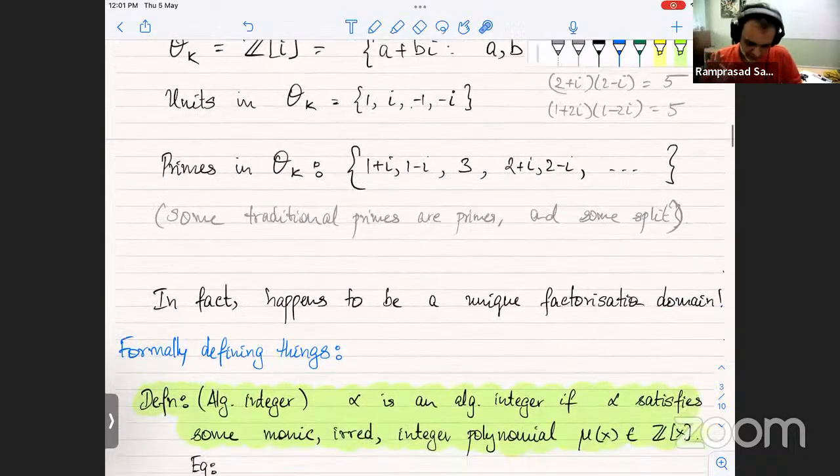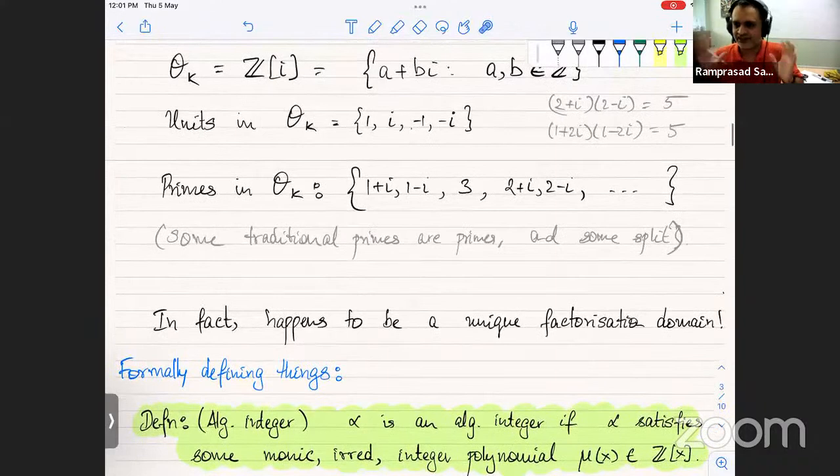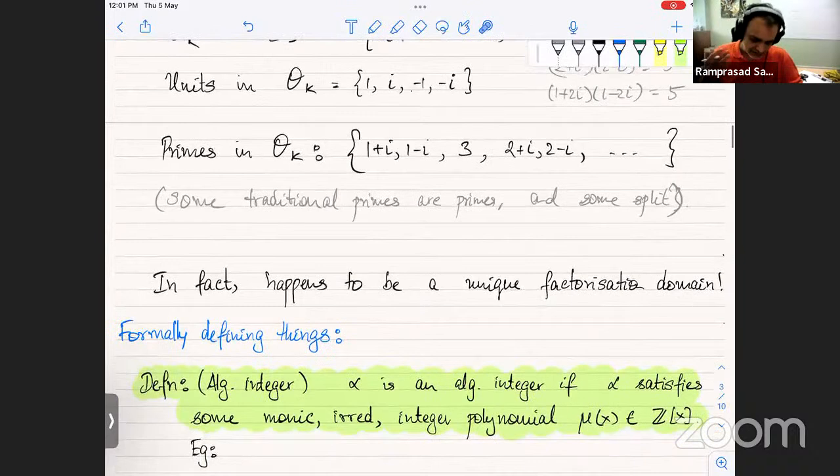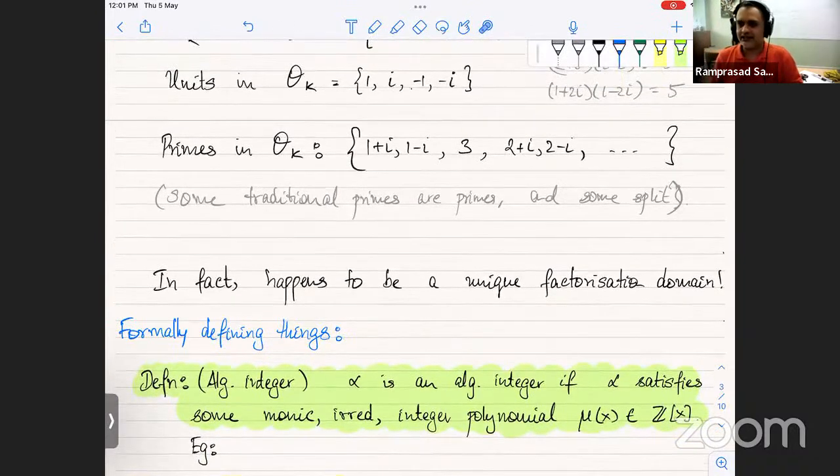So let me formally define what things are, because we kept saying that there are these integer-like elements. What does that mean? I mean, integer-like in what sense? Okay. So this is formally defined as saying that a complex number is said to be an algebraic integer if it happens to satisfy a monic irreducible integer polynomial. Okay, these are what I'm going to call integer-like.